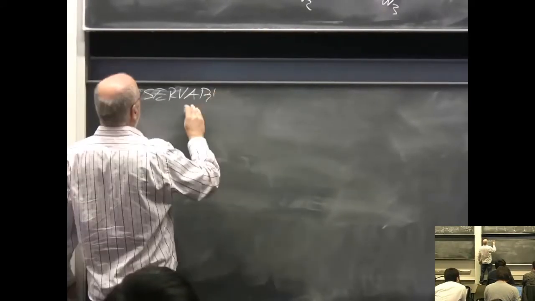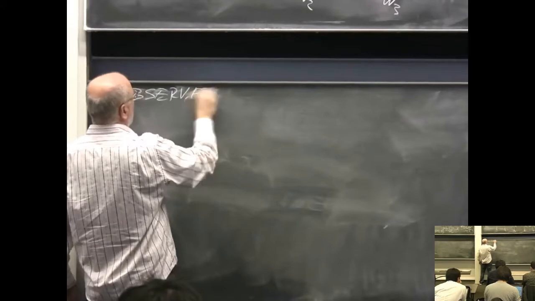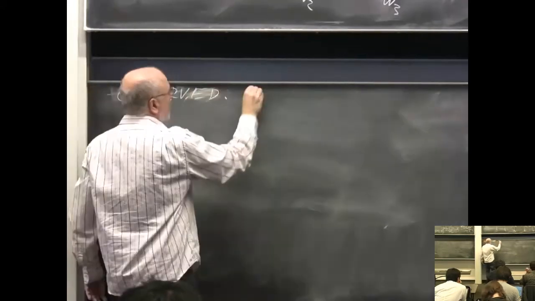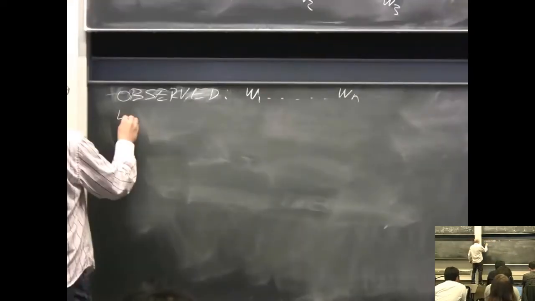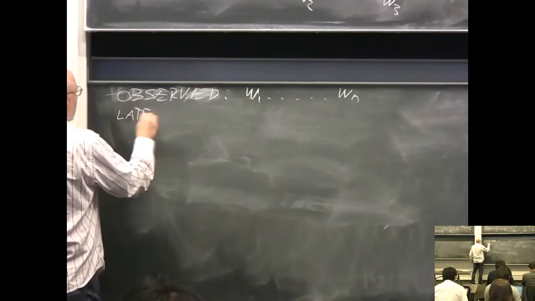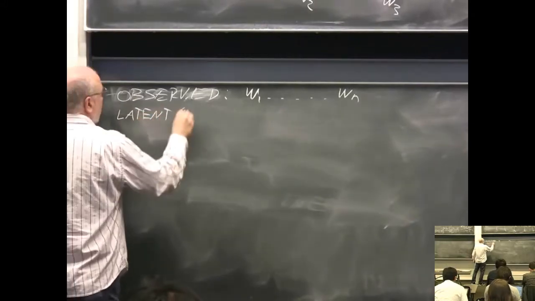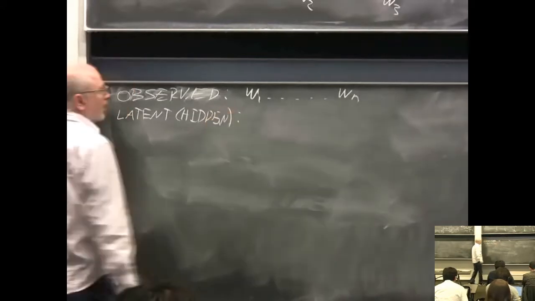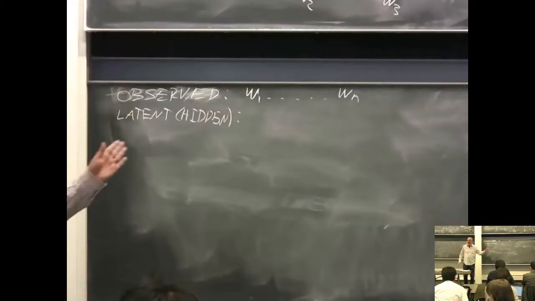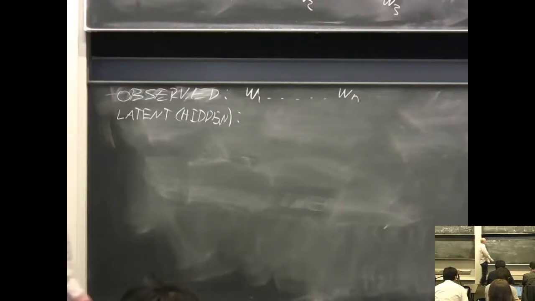Observed is W1 through Wn. What is latent, unobserved, hidden, is the underlying parts of speech of the sequence, right? Now what should I call it?